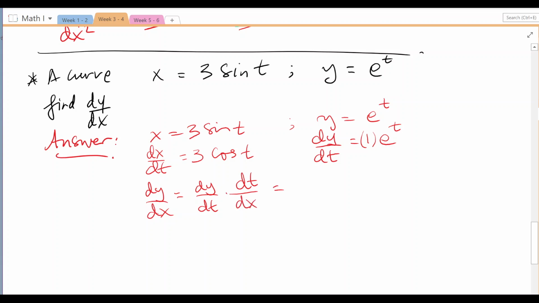So in this case we have dy over dt, which is e to the power of t, and dt over dx is the inverse of dx over dt, which is 1 over 3 cos t. Therefore we have e to the t over 3 cos t. I think that will be the final answer for our problem.